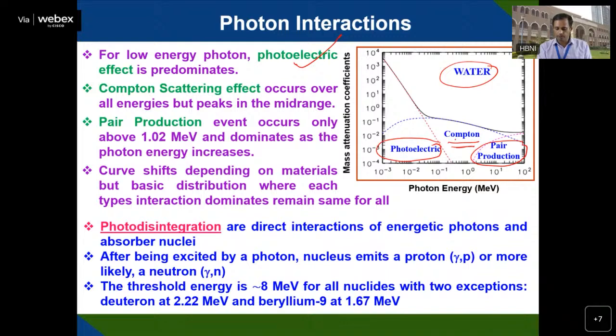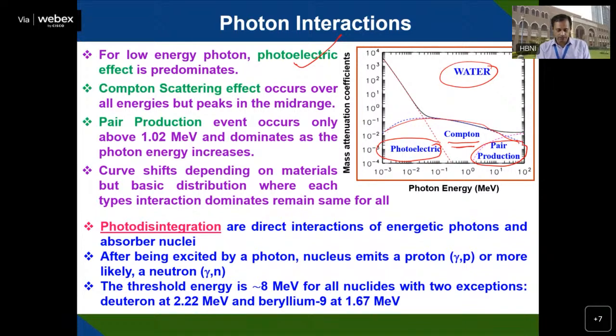Pair production generally occurs when the energy is more than 1.02 MeV. And this interaction curve you are seeing here: the nature of these curves is almost similar, but depending on the material, which factor dominates, whether photoelectric or pair production, will differ slightly. But mostly the nature of the interaction will be like this.